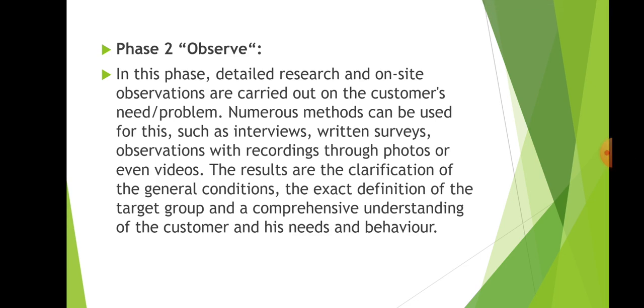The second phase is called observing. In this phase, detailed research and on-site observation are carried out on the customer's problem. Numerous methods can be used for this, such as interviews, written surveys, observations with recordings through photos or even videos. The results are the clarification of the general conditions, the exact definition of the target group, and the comprehensive understanding of the customer and his needs and behavior.